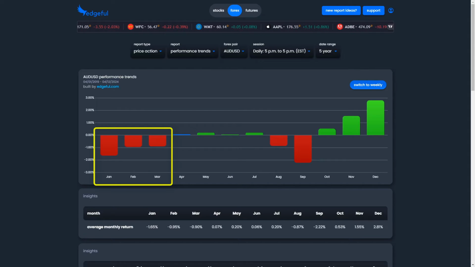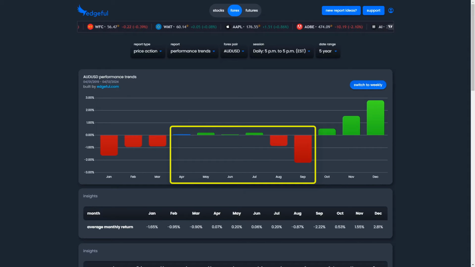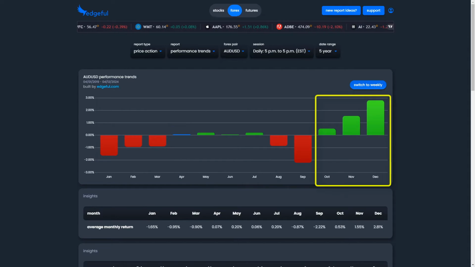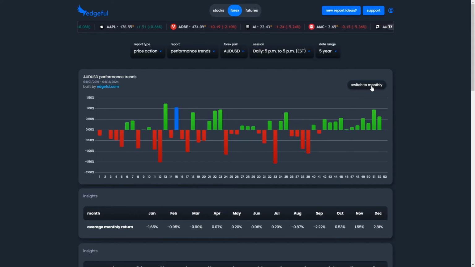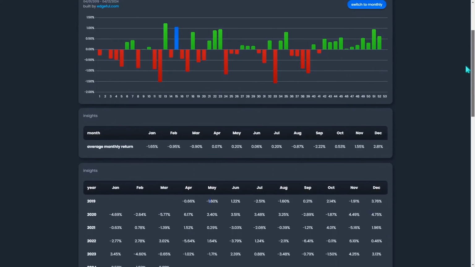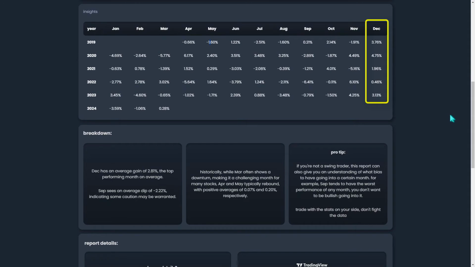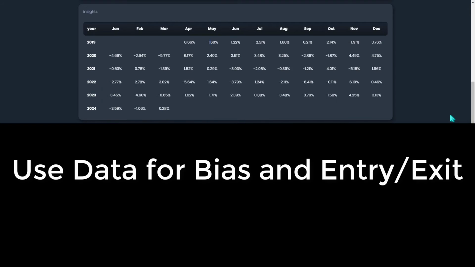For the last 5 years, we can see AU starts the year down. Spring and summer is a mixed bag, and then we see an uptick towards the end of the year. Switching to the weekly view, we get even more detail. Scrolling down, you can see every single December was bullish for the last 5 years, but 4 out of 5 Januaries went back down. If you're a swing trader, enjoy the holiday trend, but maybe you want to close your trade out by the end of the year.